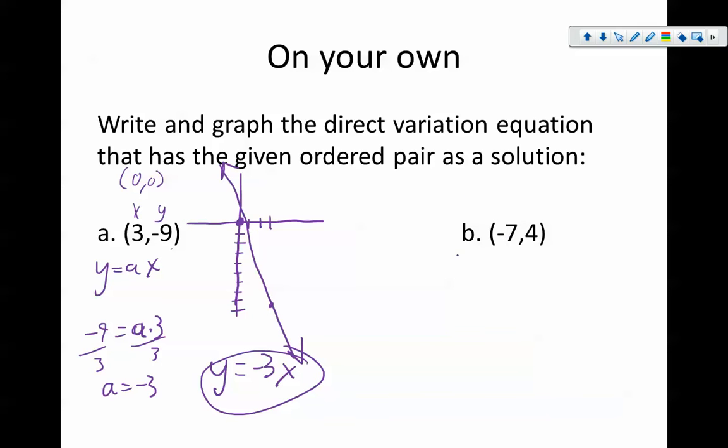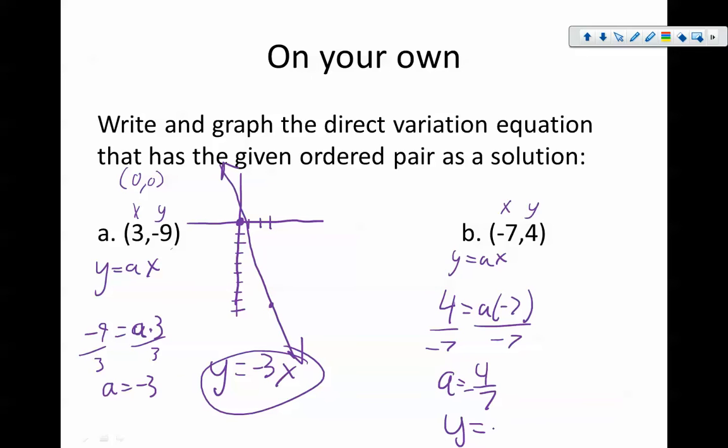I'm going to do part B by doing the equation first. So I'm going to replace the y and the x in this y equals ax equation. And then I'm going to divide both sides by negative 7, which gives me a equals negative 4/7. So my equation is y equals negative 4/7 x.